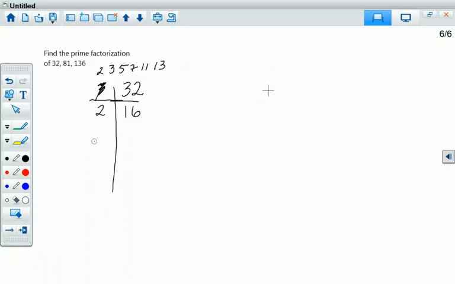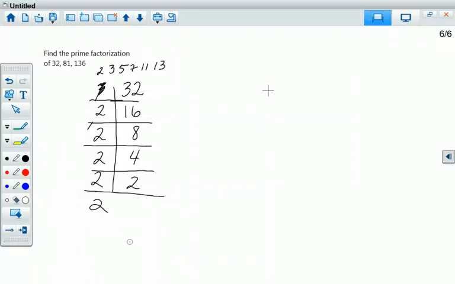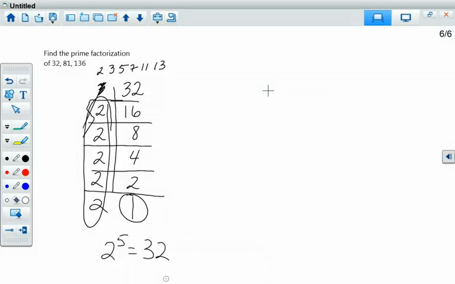2 will go into 16 8 times. 2 will go into 8 4 times. 2 will go into 4 2 times. And then the last one, 2 will go into 2 1 time, we got the 1. So therefore, this is our prime factorization. 1, 2, 3, 4, 5. So 2 to the 5th power is equal to 32. And that's called prime factorization. Simple as that.